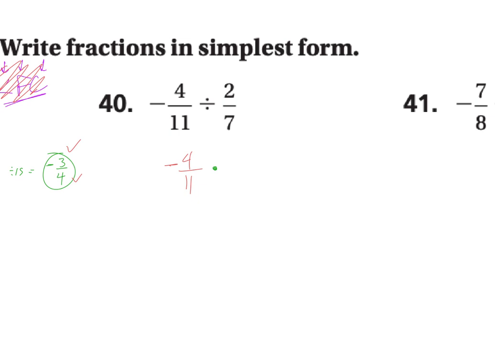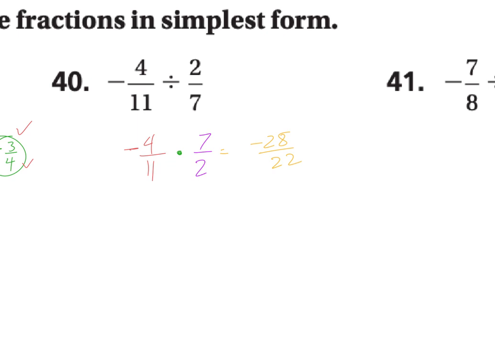You change your sign. You flip the second one. You multiply. That's not a real song. I just started kind of singing to myself, I guess. You can divide both those by 2, and you get negative 14/11.